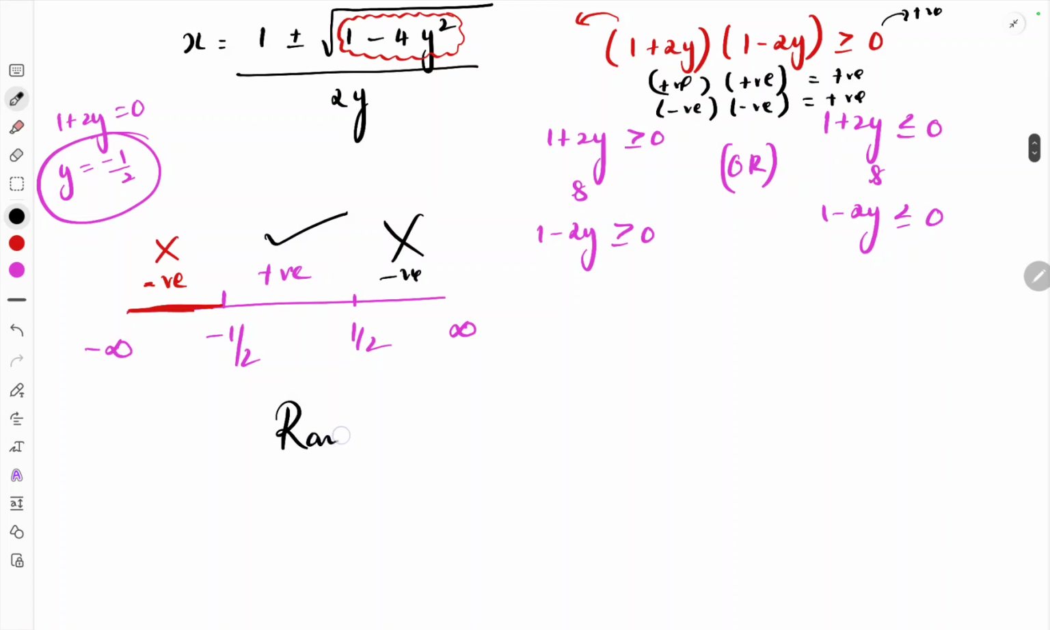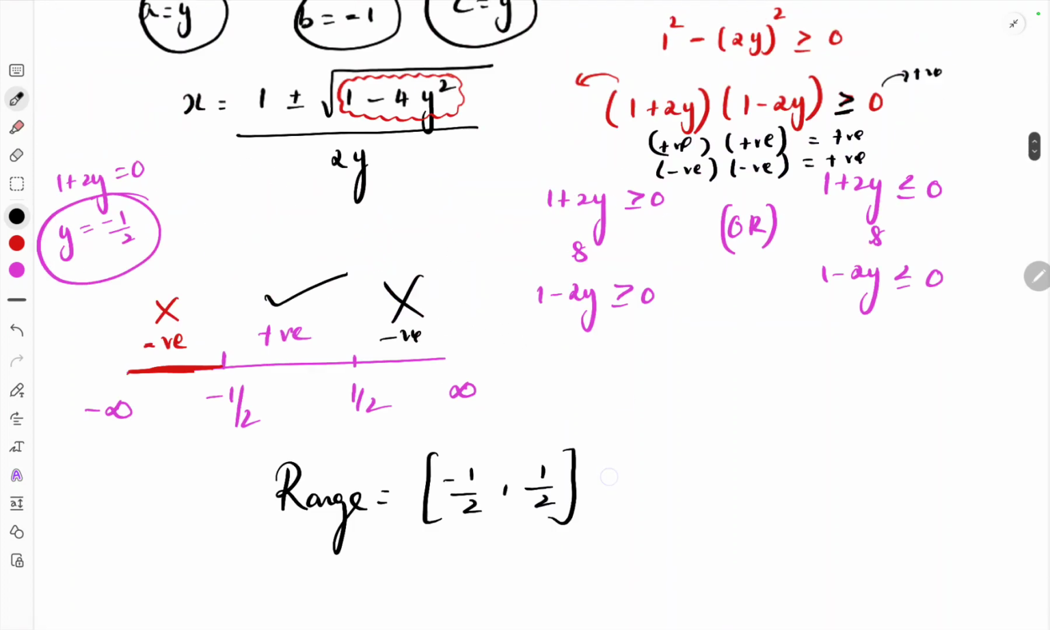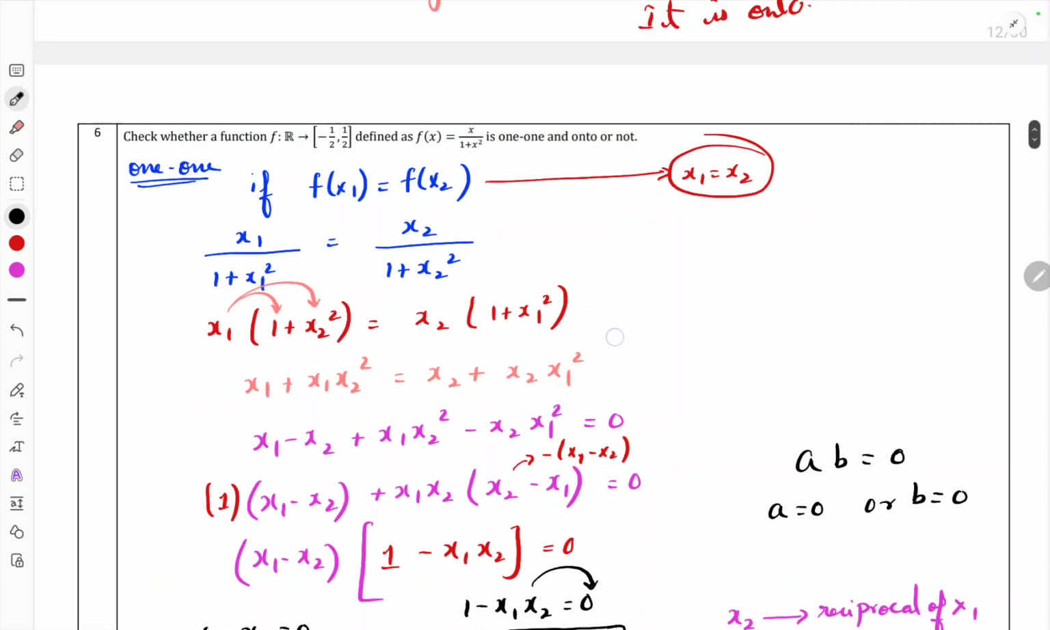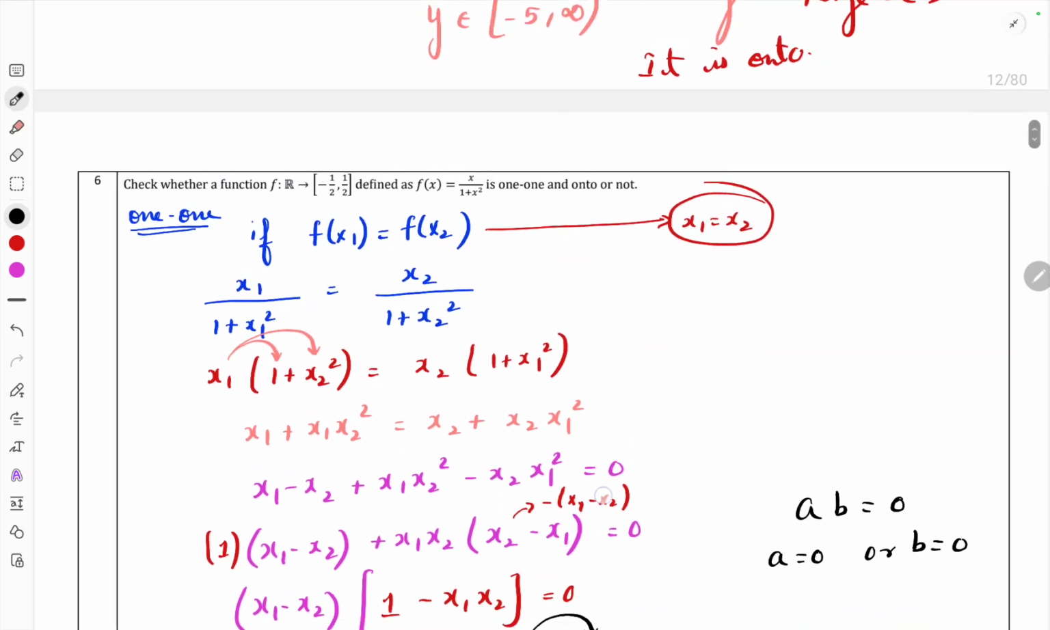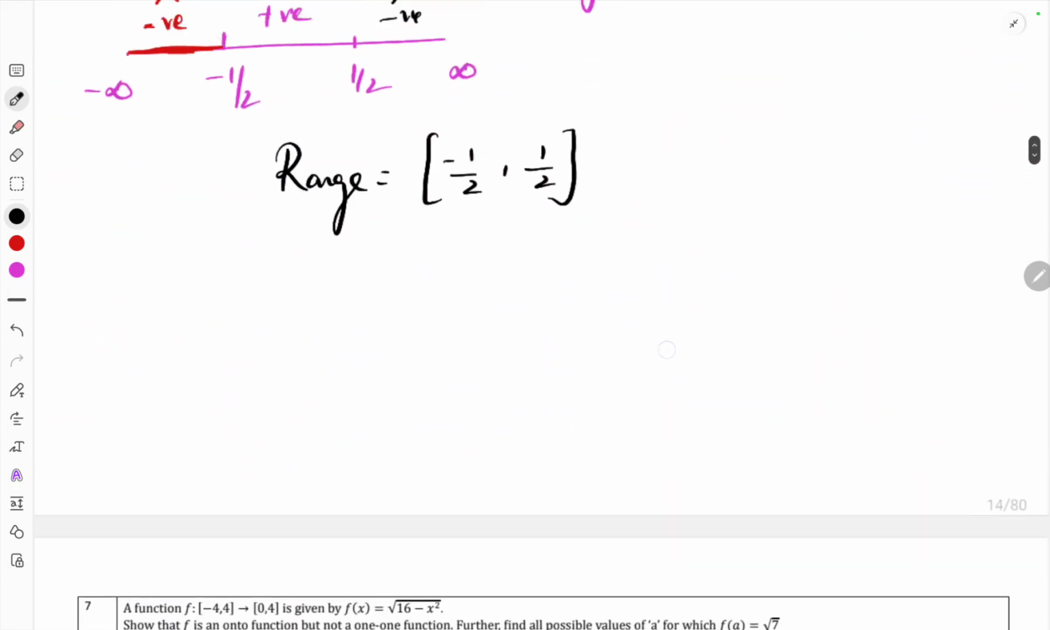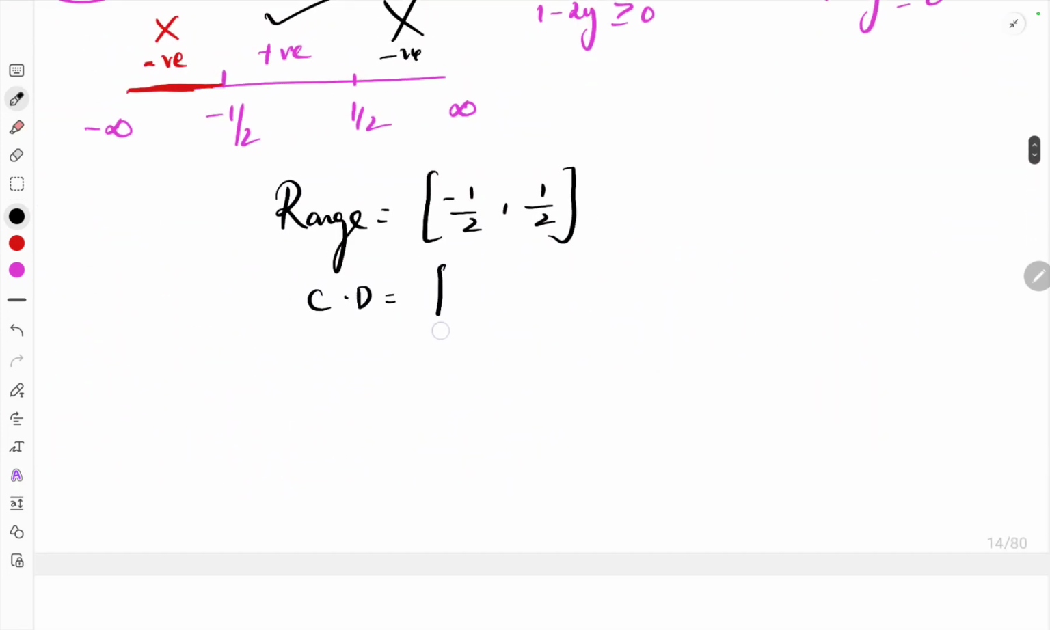So my range will be equal to minus 1 by 2. Here greater than 0 is not there, greater than or equal to 0 is there, which means minus half and plus half I can include. So range will be minus half to half, and I have to check what my codomain is. If the codomain is also the same, then we are done. So yes, codomain is also minus half to half. So range is equal to codomain, so it is onto.